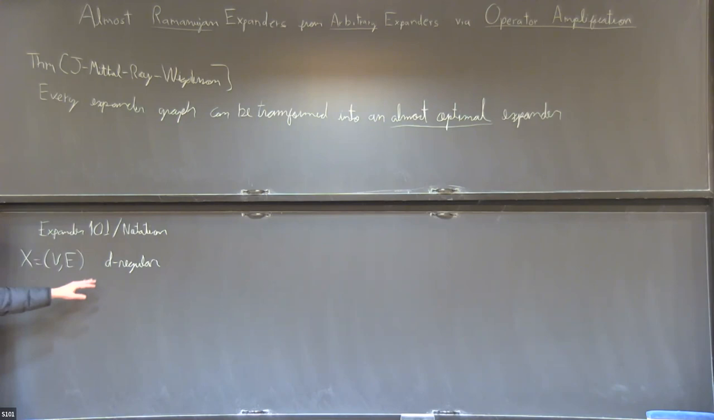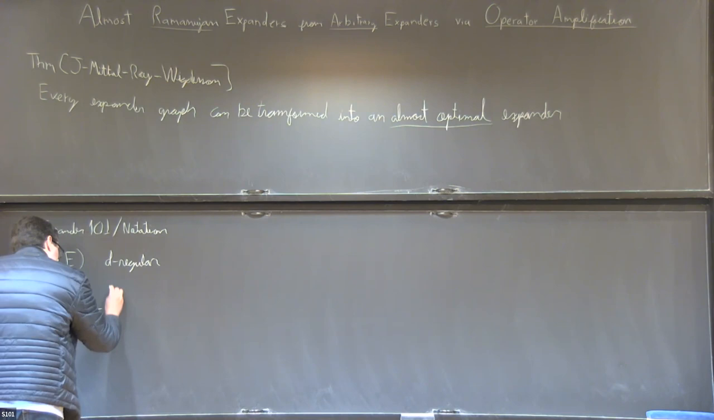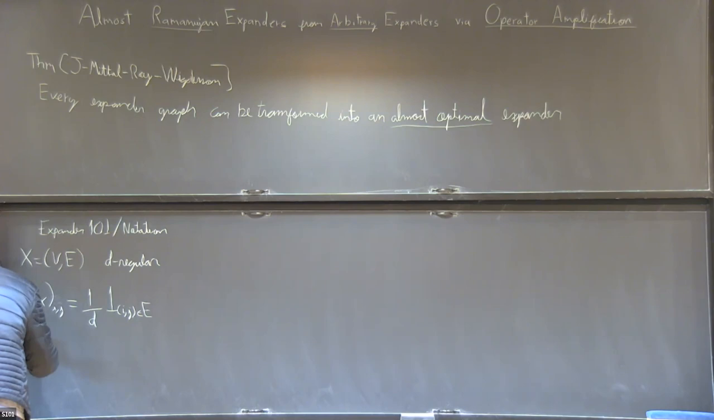Okay, one important object that you associate to the graph is the normalized adjacency matrix. So you can associate a matrix like this. This is the normalized adjacency matrix, such that the entry ij of this matrix is 1/degree, it's normalized, times the indicator of whether ij is an edge in your graph. So i, j range over the vertex set.